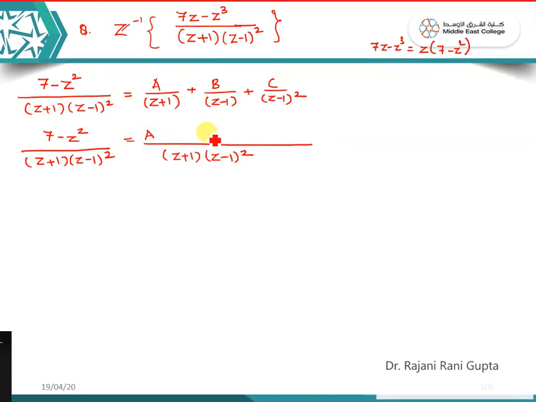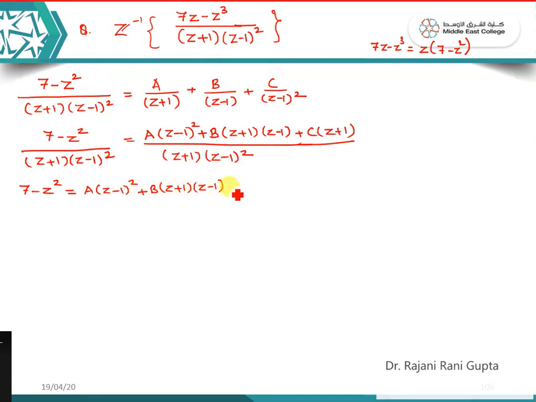We are looking for the term with A. With A, if we divide by Z plus 1, we get (Z minus 1) squared. With B, if we divide by Z minus 1, we are left with (Z plus 1)(Z minus 1), and with C we get Z plus 1. It is the same as how we have done it for the inverse Laplace transform. So comparing the numerators, it gives 7 minus Z squared equals A times (Z minus 1) squared, plus B times (Z plus 1)(Z minus 1), plus C times (Z plus 1).